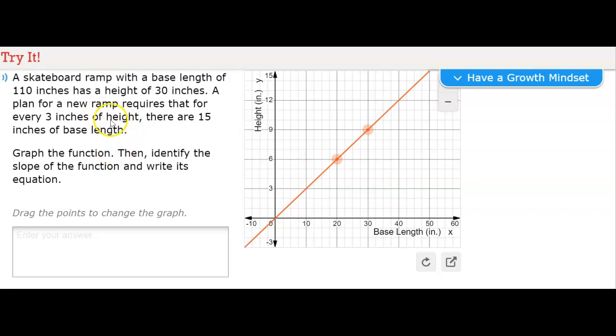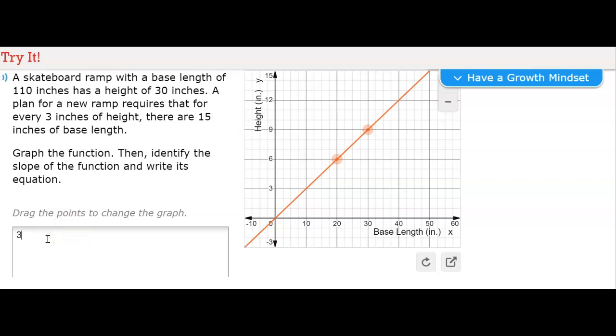So first we can try to identify our rate of change or slope. The new ramp requires that every 3 inches of height, there are 15 inches of base length. So that means it's rising 3 inches and then running 15 inches.